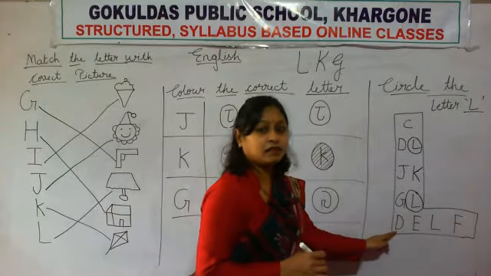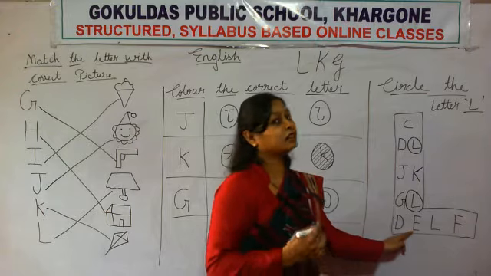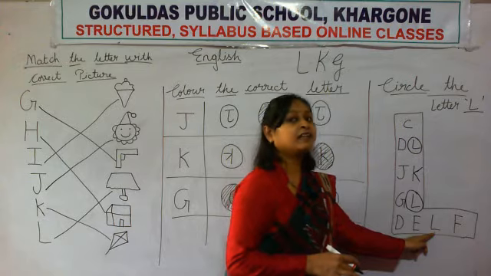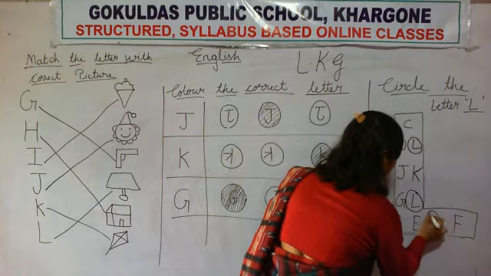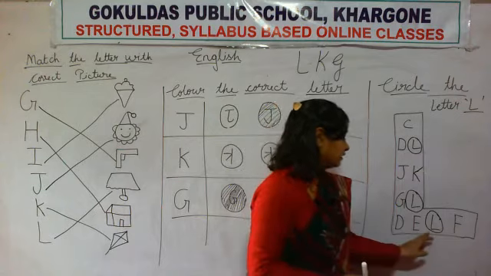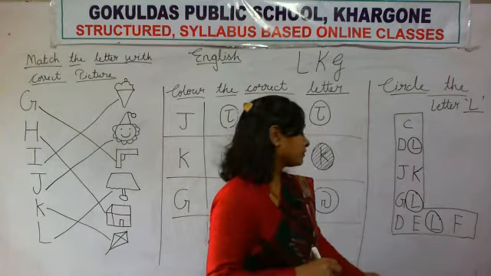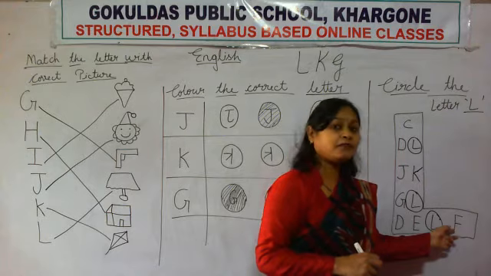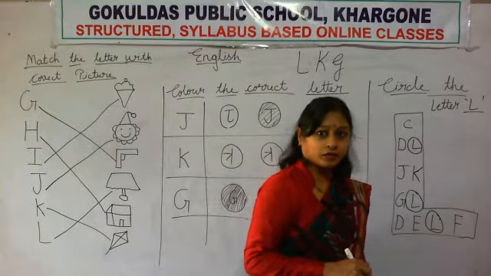This is letter L? No. This is D. This is letter L? No. This is E. This is letter L? Yes. So what you will do? You will circle it. Okay. This is letter L. So what you will do? You will circle it. This is letter L? No. This is letter F. Okay.